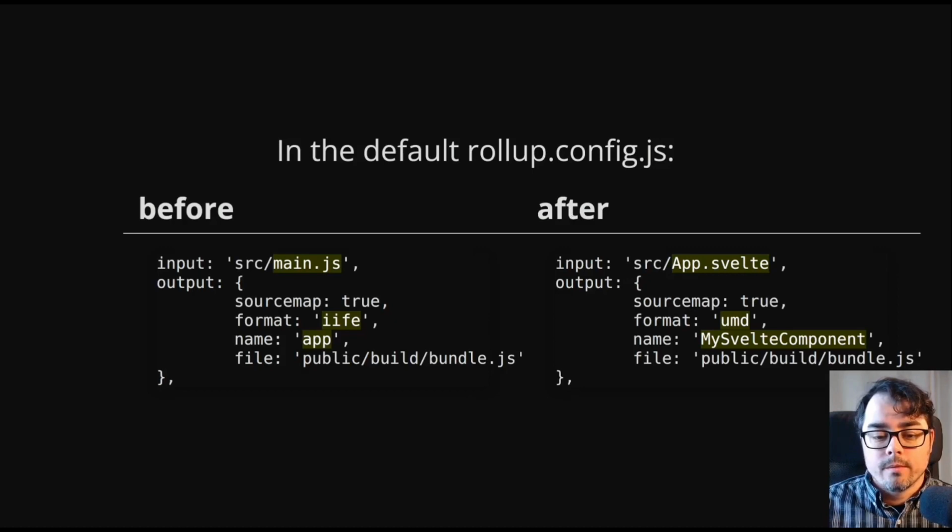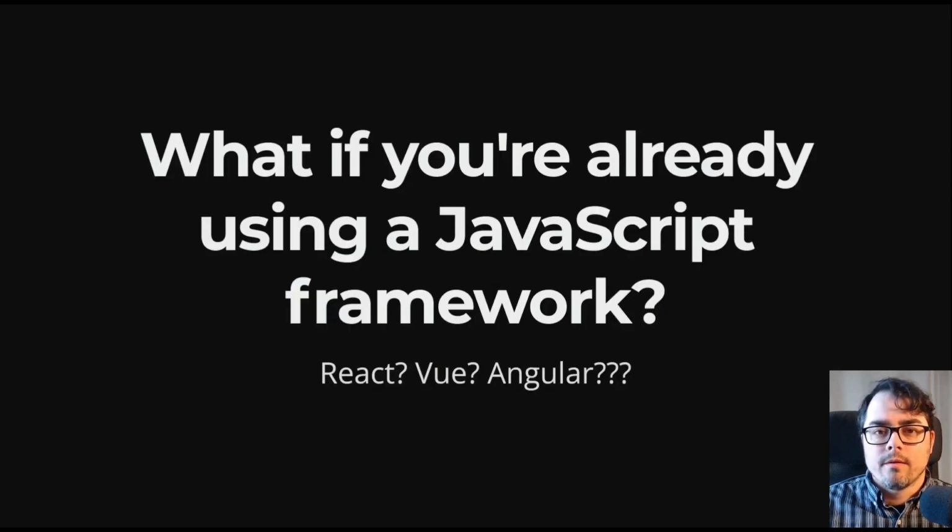version. So to review, what you need to do in the rollup config.js, you need to replace the input. You need to point it at the Svelte component itself rather than the main.js that comes with the zip file. You need to change the format of the output to UMD, and then change the name from app to whatever you want the global variable to be for your component. You can also change the destination of the bundle, but that's not necessary.